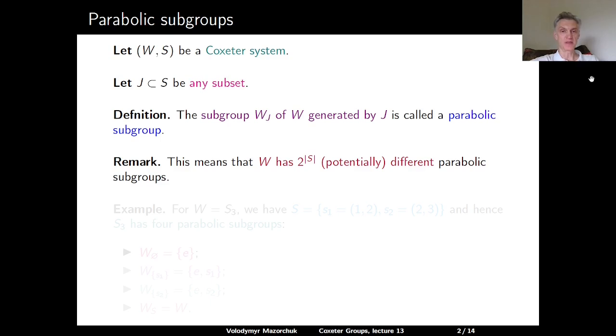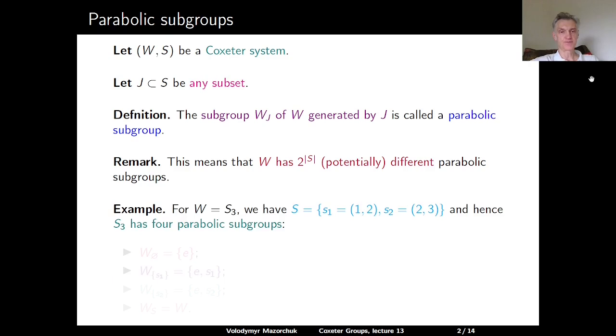Remark: this means in particular that W has potentially 2 to the power of the cardinality of S different parabolic subgroups. Later on, we will prove that there are exactly 2 to the power of the cardinality of S different parabolic subgroups.